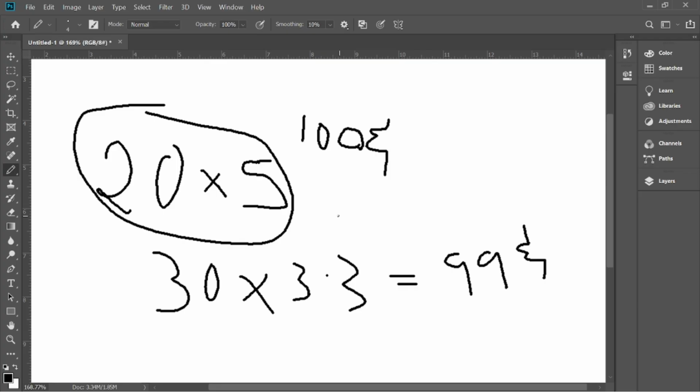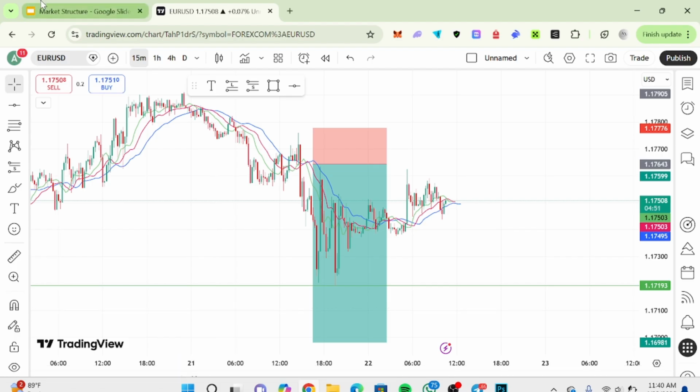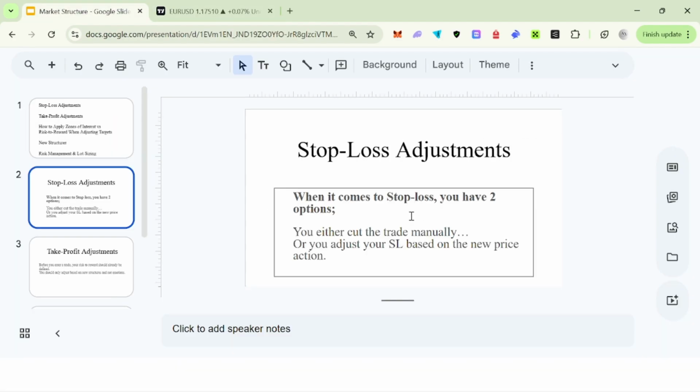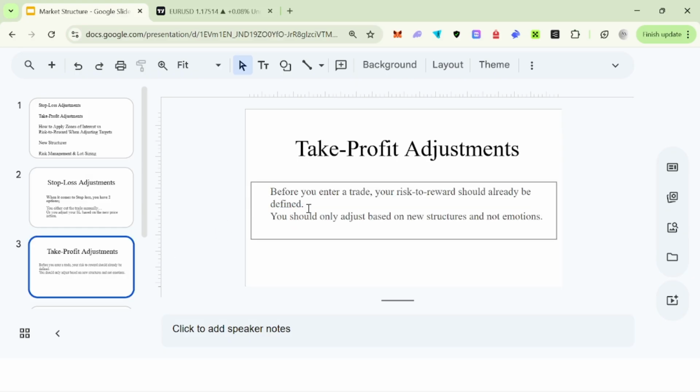So let me go over everything that we've talked about today. Now, we talked about stop loss adjustments, and we said when it comes to stop loss, you have two options. You either cut the trade manually, or you adjust your stop loss based on new price action. And for your take profit adjustment, before you enter a trade, your risk to reward should already be defined. You should only adjust based on new structures and not just emotions.